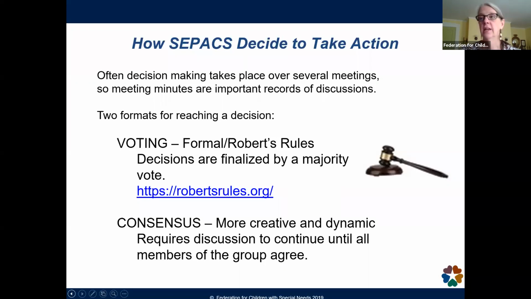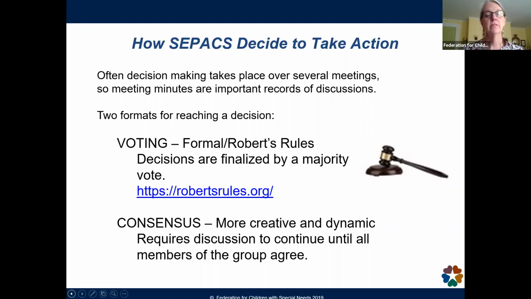So how do SEPACs take action? Sometimes an issue comes forward and the SEPAC has to decide, is this something we want to raise to the school committee, or do we have to devote some resources to it, so that there would be a formal vote required to have the SEPAC move forward. They can do it in a formal vote, for example, following Robert's rules of meeting, doing it by majority vote and majority rules, or the SEPAC could also adopt a consensus mode of coming to agreement.